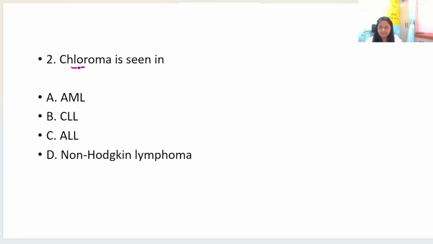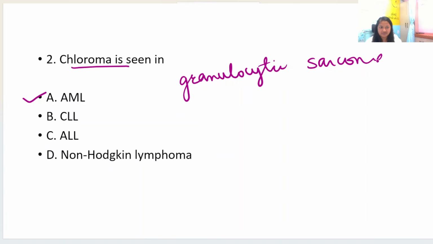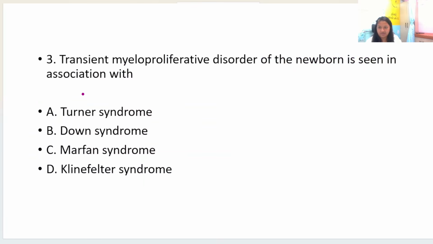Chloroma is seen in acute myelogenous leukemia, and chloroma is also called granulocytic sarcoma, right? Granulocytic sarcoma, that's what chloroma is also called, and it is seen in AML.